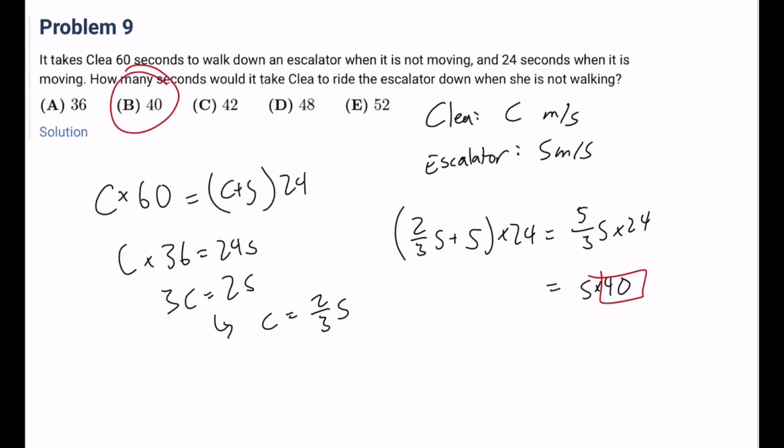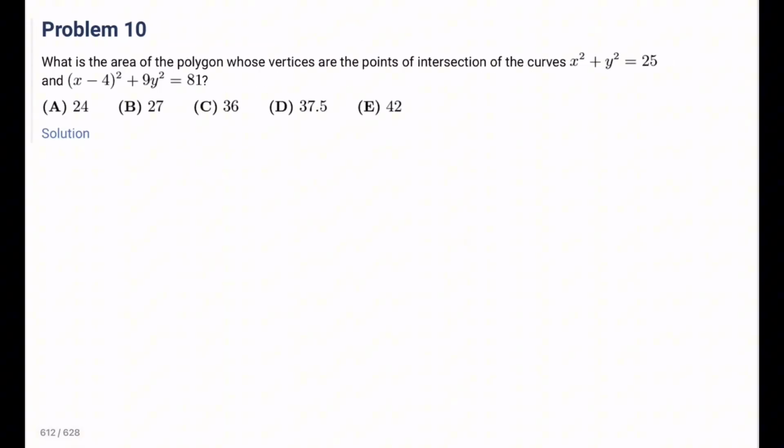It's B. Number 10, what is the area of the polygon whose vertices are the points of intersection of the curves x squared plus y squared equals 25, and this one? Okay, so first we know what this is. That's just a circle with its center at the origin, and it's 5, minus 5, and plus 5 and minus 5. It has a radius of 5.